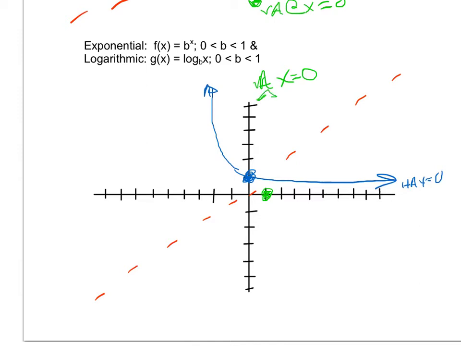So here's my vertical asymptote. I'm going to go down through my point. Notice that my two functions share a point in common where they reflect over. And then continuing on, there's going to be my logarithmic function if b, my base, is between 0 and 1. So let's go ahead and summarize that.